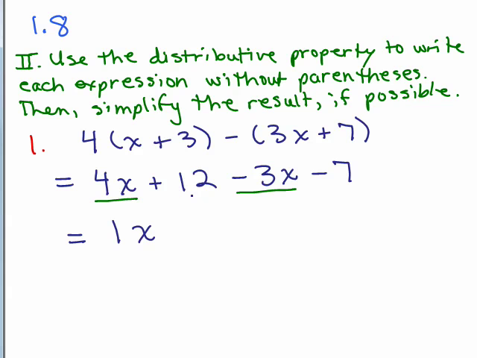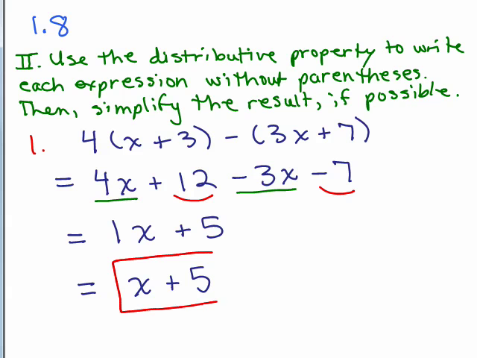And I also have to do the 12 and the minus 7. That'll give you plus 5. But don't leave your answer that way. It's not quite simplified because 1 times x is x. So remember, 1x means 1 times x. So our answer then will be x plus 5.